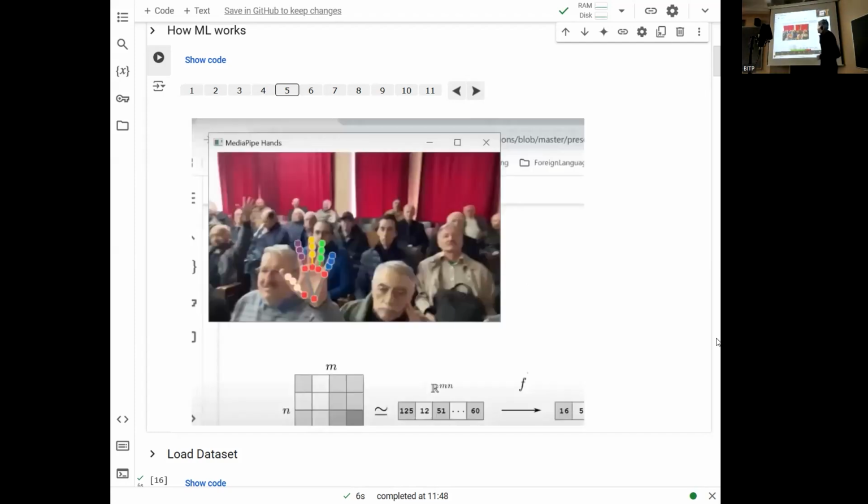Here is a slide from our previous seminar, and you see that a neural network that was running on my computer has successfully detected a hand and put points where it supposes the joints are. So we basically see that it has worked more or less well.